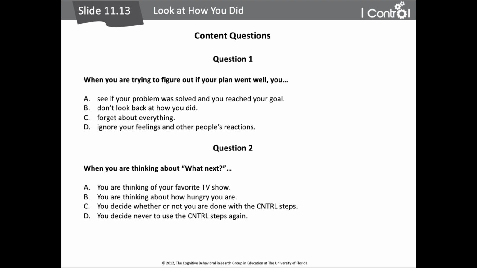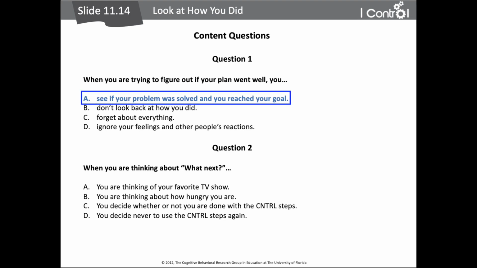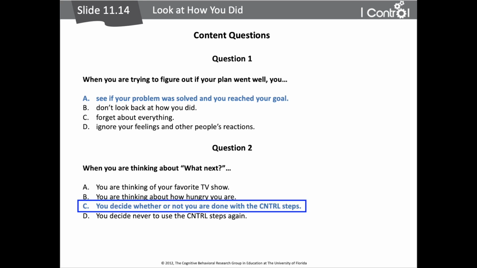For question 1, if you selected A, you're correct. When you're trying to figure out if your plan went well, you see if your problem was solved and you reached your goal. For question 2, if you selected C, you're correct. When you are thinking about what's next, you decide whether or not you are done with the CNTRL steps.